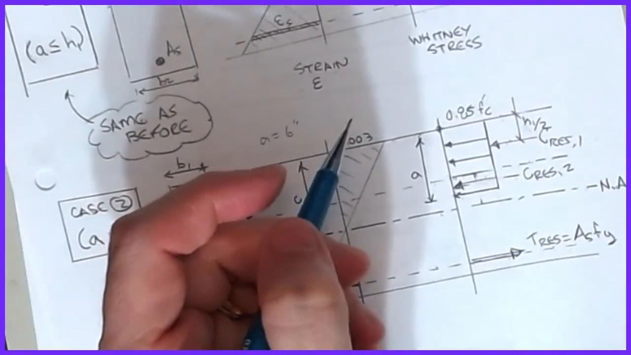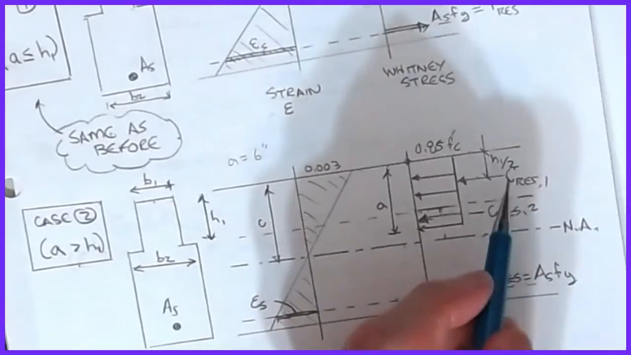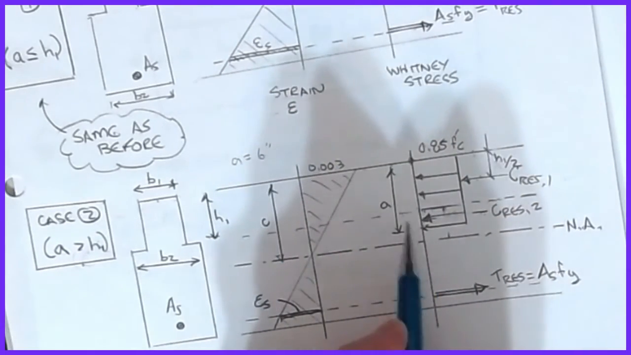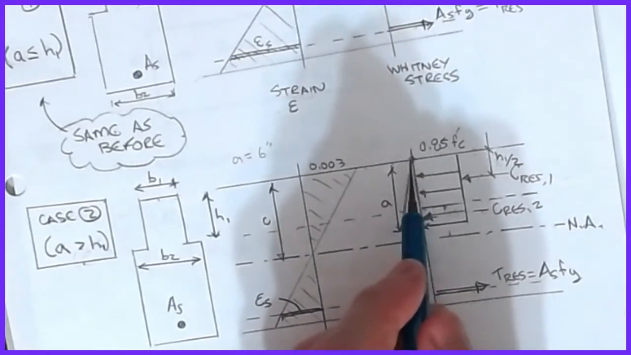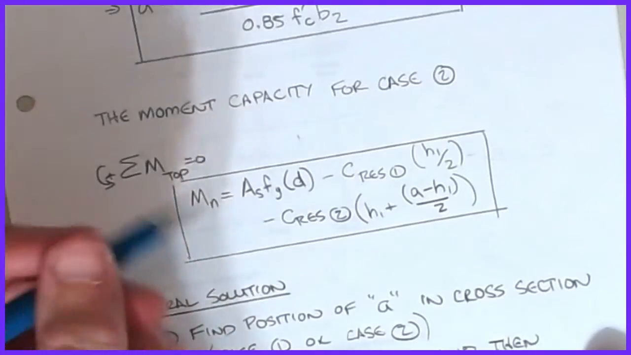It's the same equation. The moment equation still works, but what happens is I'm going to take C_res1 times H1 over 2. I'm going to take C_res2 times its distance to its centroid, and then I'm going to take T_res times its distance from the top to the centroid. And when you do that, the equation looks something like this.